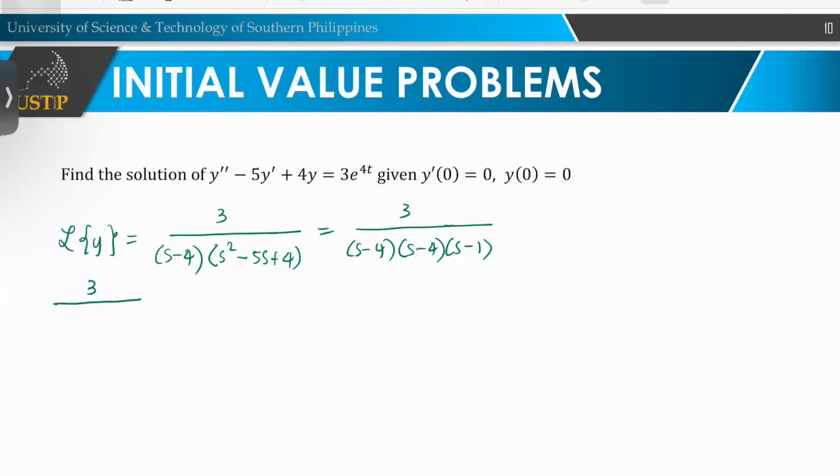Recall partial fraction, that is s minus 4, no. That is, ang isa is A over, now, you have a common factor diri nga s minus 4 class. So, kung naay common factor, dapat ang isa na is ang s minus 4, while the other one should be s minus 4 squared. Okay? Kung naay tulo ka factor nga same, i-increase lang ang mga exponent. Okay, remember? And then finally, we have plus C over s minus 1.